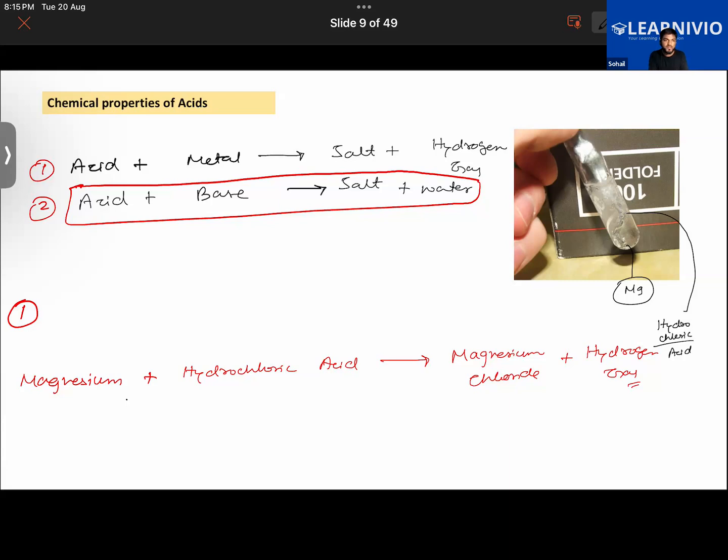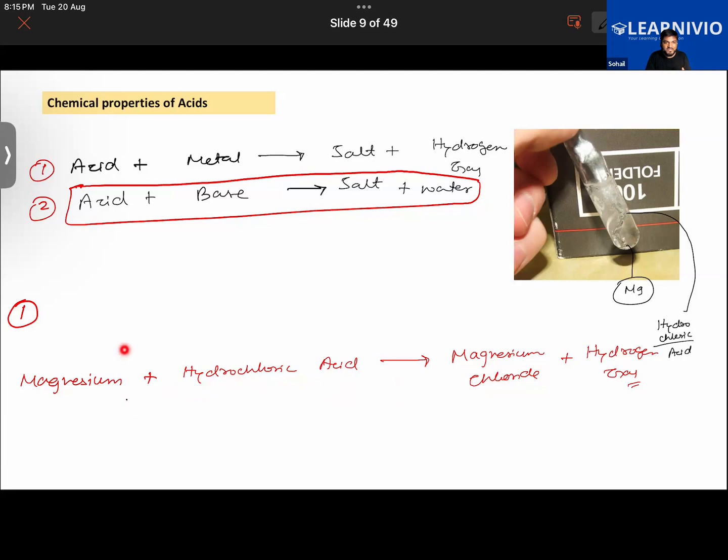Now, the different kinds of cold drinks that you drink are basically carbonated drinks that contain carbon dioxide. So when you shake them, carbon dioxide gas starts to form bubbles and come out. In the same manner, the bubbles that you see in this are hydrogen gas.